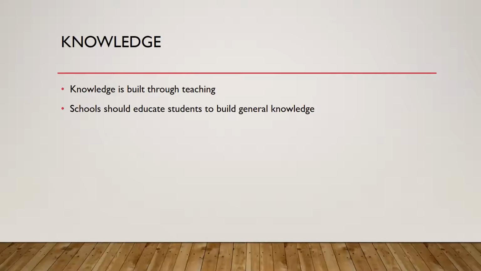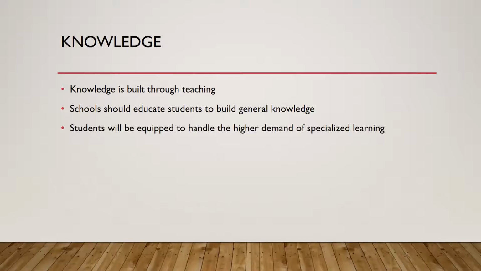It is important that schools educate students to build the same general knowledge for a few reasons. The first reason is that the search for the truth transcends any cultural implications. So if teachers are teaching effectively, the truth should be the same. And it is a disservice to transient students to be receiving different educations based on location. Additionally, students with strong intellect will be equipped to handle the higher cognitive demand of specialized learning or training for a specific career.